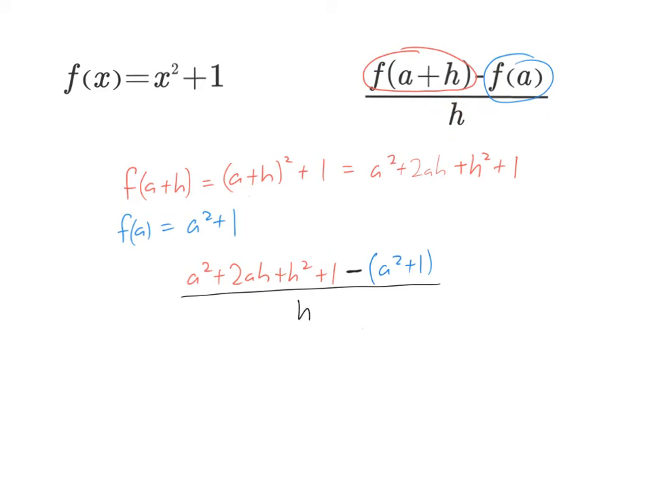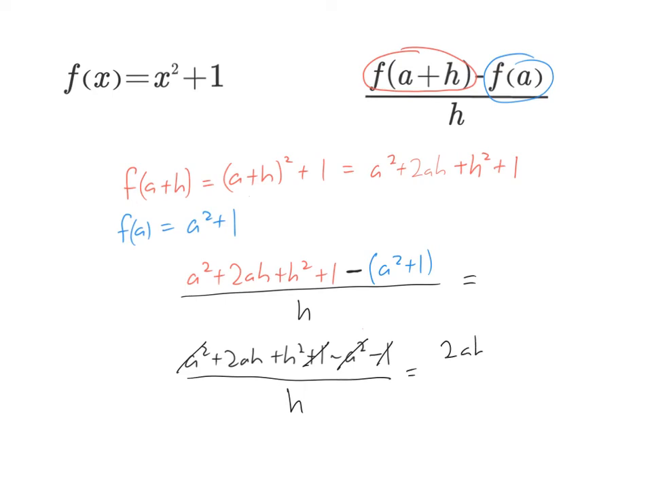So this now equals a squared plus 2ah plus h squared plus 1 minus a squared minus 1. You got to remember to distribute this negative into both of these, all divided by h. Now, if you notice, this a squared goes away with this a squared because a squared minus a squared is 0. And then 1 minus 1 is 0. So we're left with 2ah plus h squared all over h.